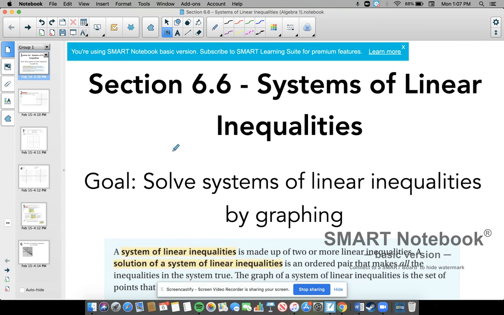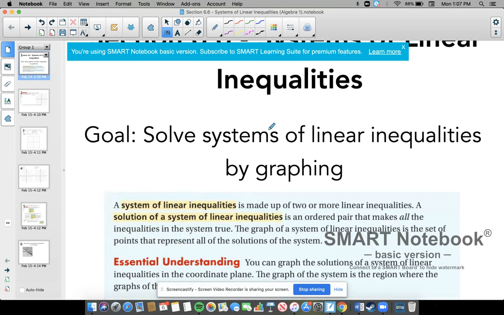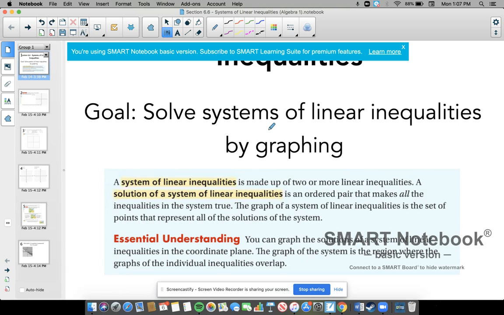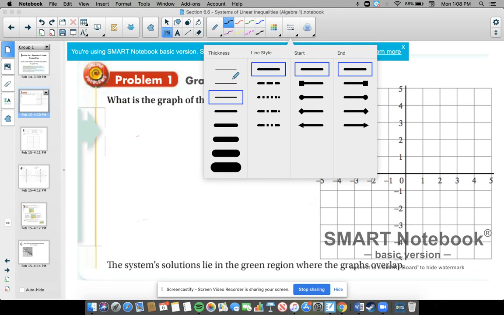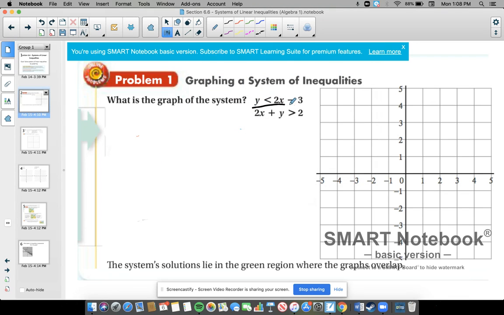So let's get started with our last section here, systems of linear inequalities. The graphing part gets kind of hard, but really it's just doing what you've already done in 2 steps, like doing it twice. So now instead of having one equation or one inequality, we have 2.